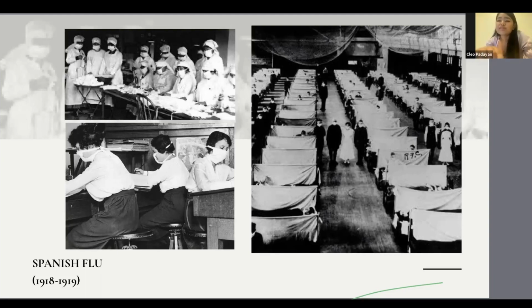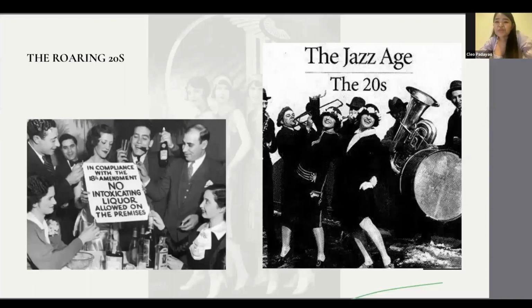Okay, so after those very tragic times, we are now welcoming the Roaring Twenties. So this is very popular because of the Great Gatsby movie. So this is the time of the prohibition. As you know, they were not allowed to drink alcoholic beverages, but there were these speakeasy bars that they can drink in secret. And this was also the time where jazz was first introduced, so that's why the 20s is dubbed as the jazz age.